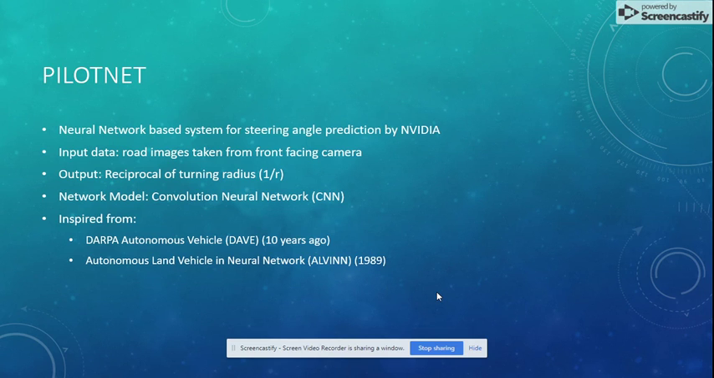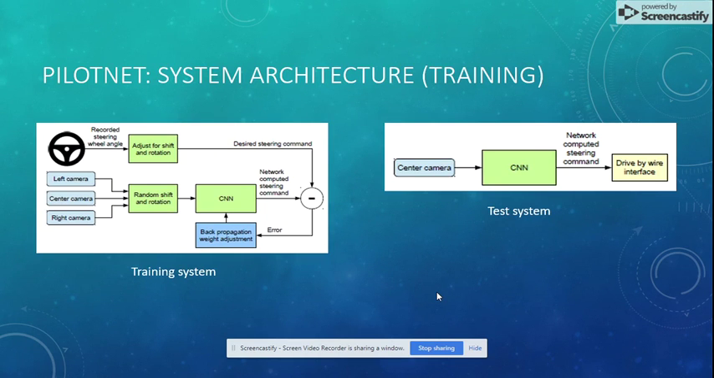It uses convolutional neural networks, and the work was inspired by the DARPA autonomous vehicle, DAVE, which was a competition held 10 years ago. It was also inspired by the Autonomous Land Vehicle in a Neural Network, which was work from 1989. The following figures show the system architecture of PilotNet.